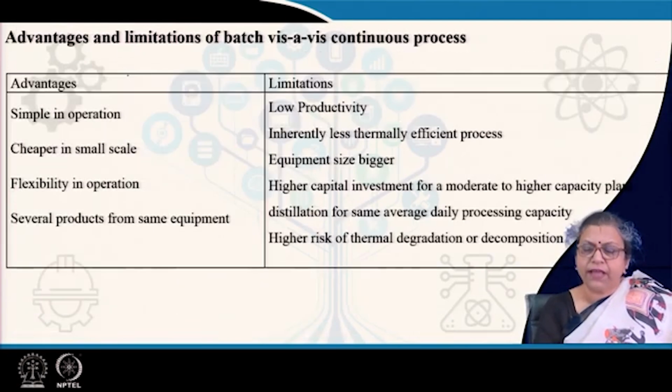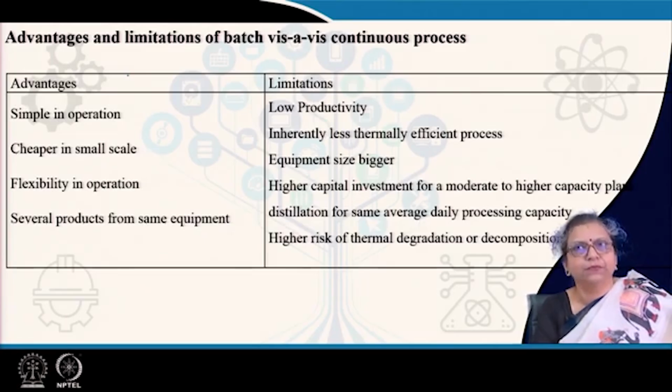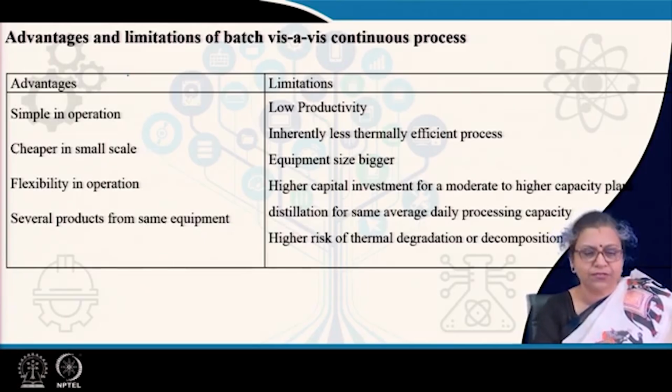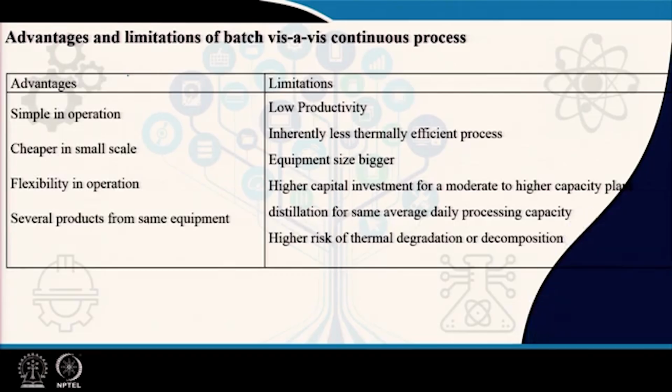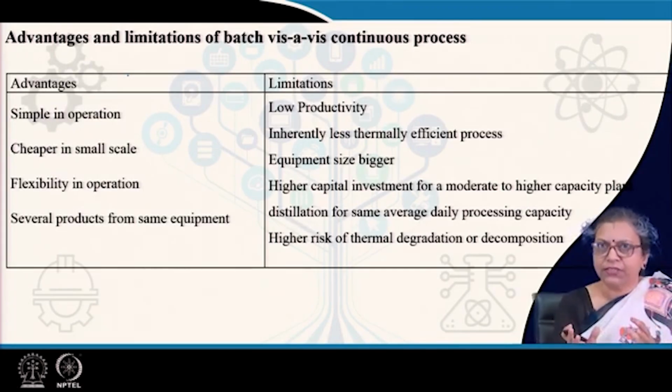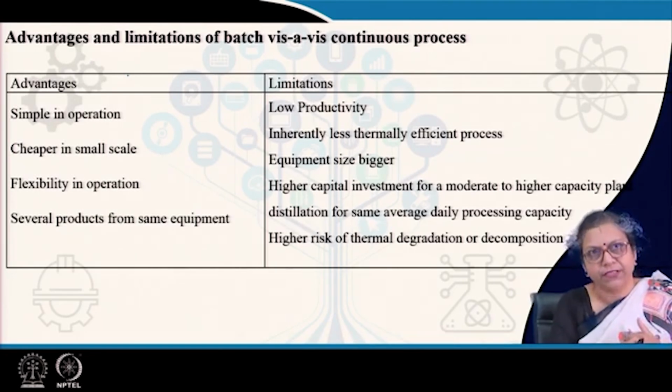So, just summarizing the advantages of a batch process vis-a-vis a continuous process, we know definitely, the first thing, it's very simple in operation. There are not many control parameters. Definitely in a small scale it is cheaper, but this does not apply when we go for a larger scale, because we have to remember that the size of the equipment is larger compared to the size in case of a continuous operation for the same particular capacity.